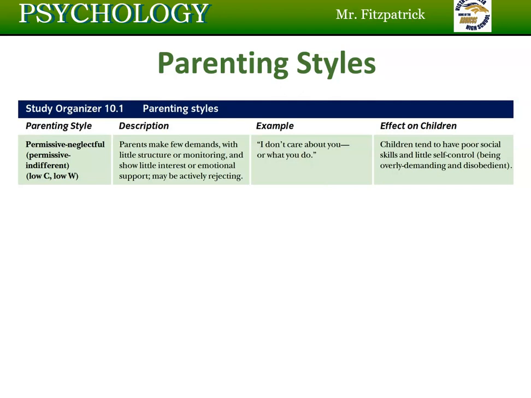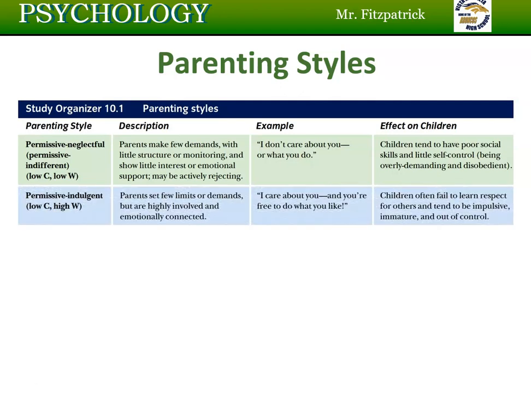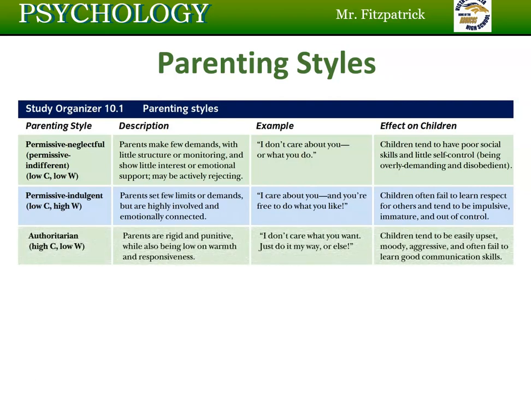What happens under each of these styles? In permissive neglectful, where there is low control and low warmth, the children tend to have poor social skills and little self-control. They tend to be overly demanding and disobedient. In permissive indulgent, parents set few limits or demands, but are highly involved and emotionally connected. Children often fail to learn respect for others and tend to be impulsive, immature, and out of control.